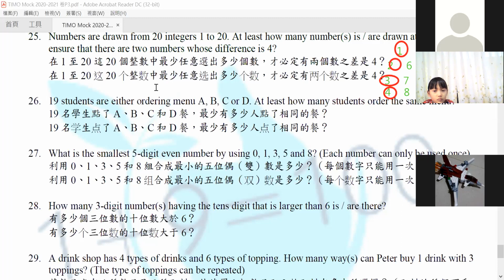So it must be 12, but we actually need one more to be sure. So the answer is 13. We need one more number such that there will be two numbers, for example, 9 and 5, whose difference is equal to 4. So we have the basic 12 numbers, which have no two numbers with difference 4, plus if we add one more, then we get at least two numbers with difference 4. So the answer of 25 is equal to 13.